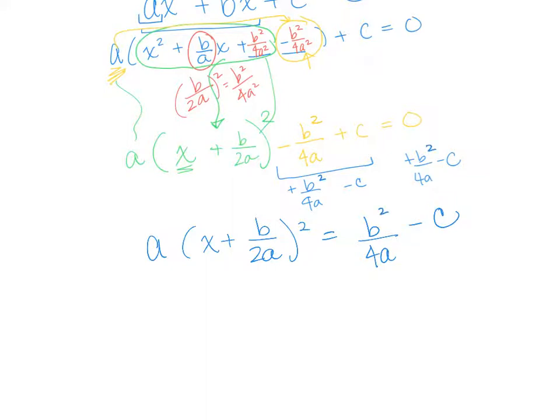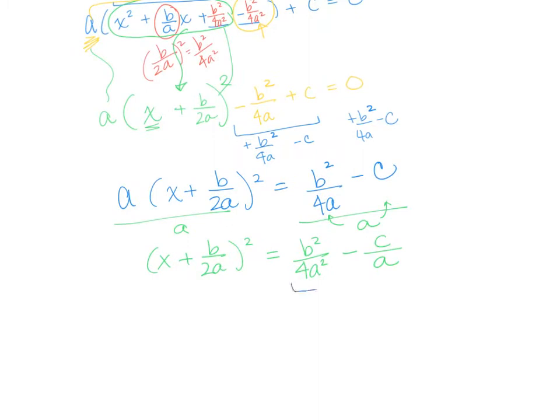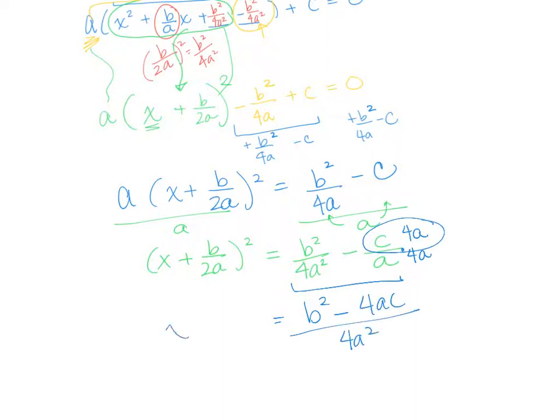And so then we want to divide by a. If we divide by a over here, this is going to be x plus b over 2a squared equals, divide by a, both terms. It'll be b squared over 4a, we're going to need another a down there, minus c over a. So I want to combine these two together to be one fraction. I'm going to multiply by 4a over here, 4a over here. So this is going to be b squared minus 4ac, all over 4a squared. So we have x plus b over 2a squared.